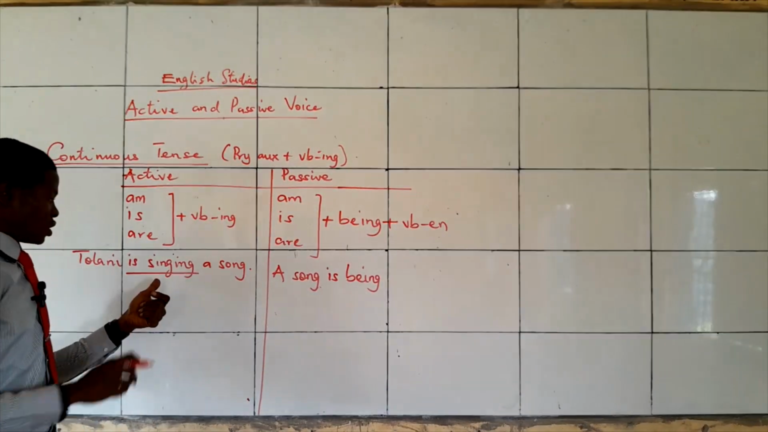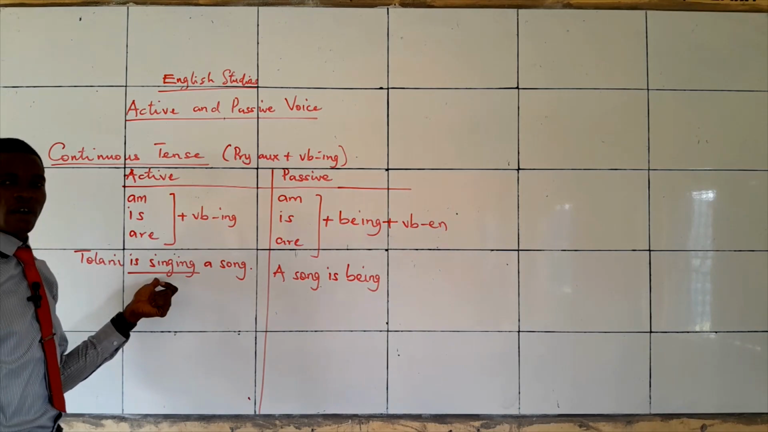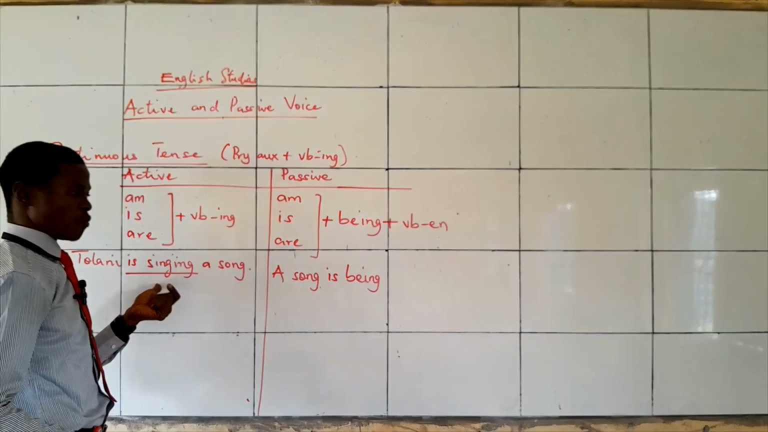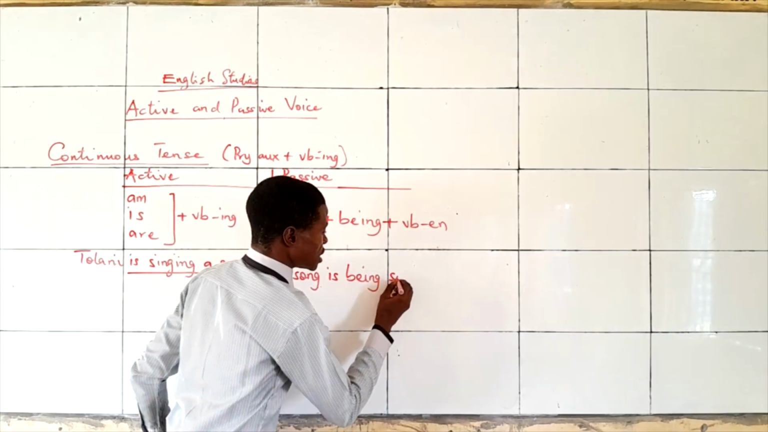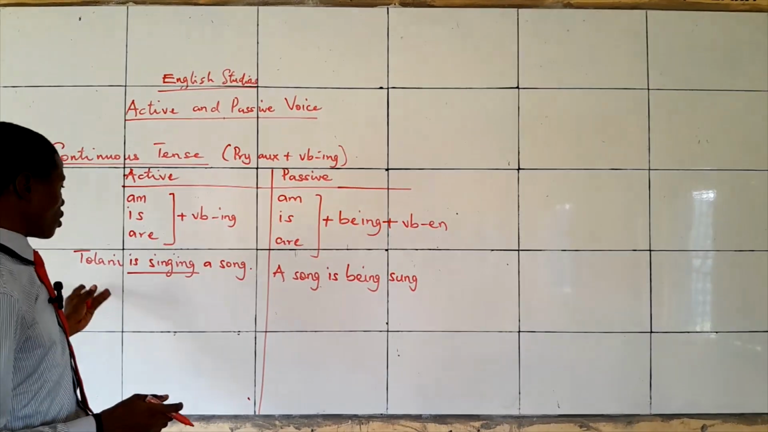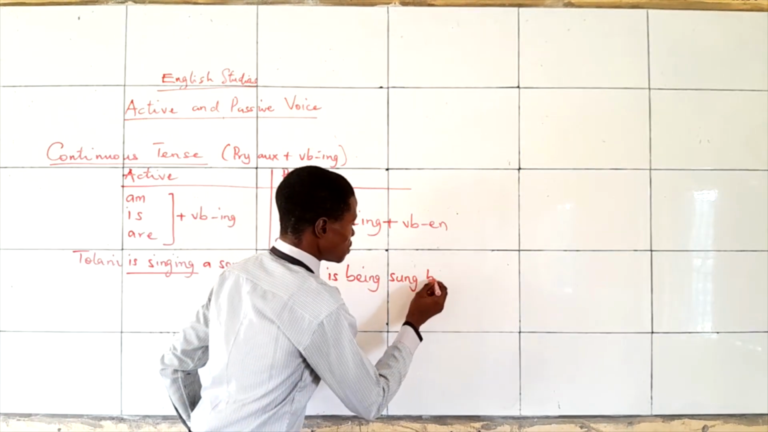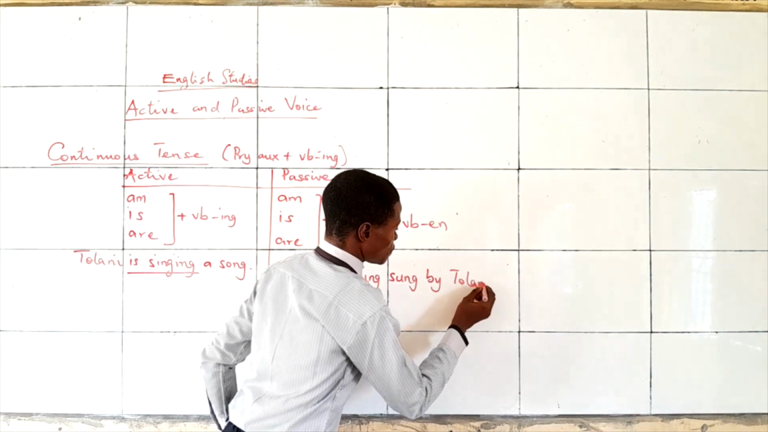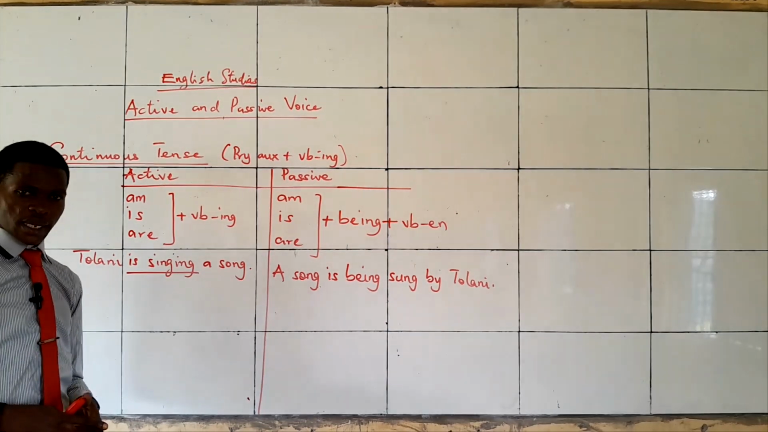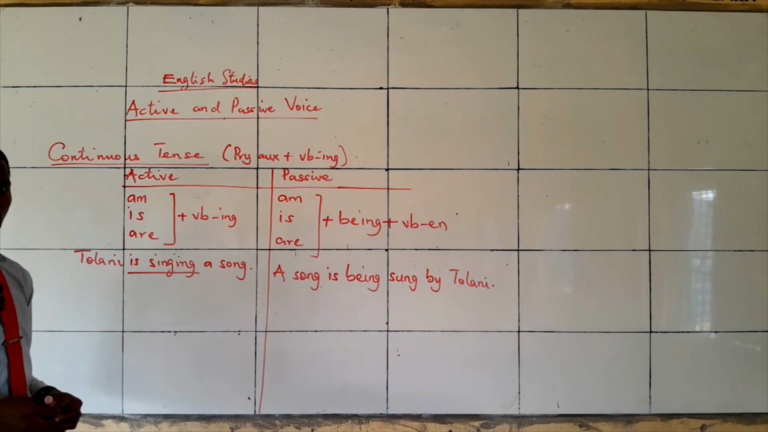Then, go back to the lexical verb in the active. The lexical verb in the active will have to be converted to past participle, which is supposed to be verb en form of singing, and that is supposed to be S-U-N-G, sung. Therefore, the conversion for Tolani is singing a song will be a song is being sung by Tolani.